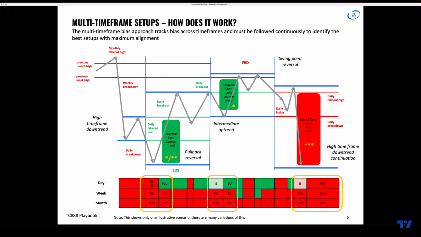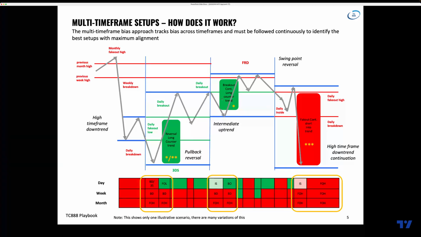And then once it comes up here again with a fake out low, here you could make a reversal trade. It's not a very high probability trade. It's only a 1 star, maybe 2 star for me. But this is the first option in such a cycle to take a long trade. Then you have a fake out low here, a daily breakout. The next trade here could be a breakout continuation.